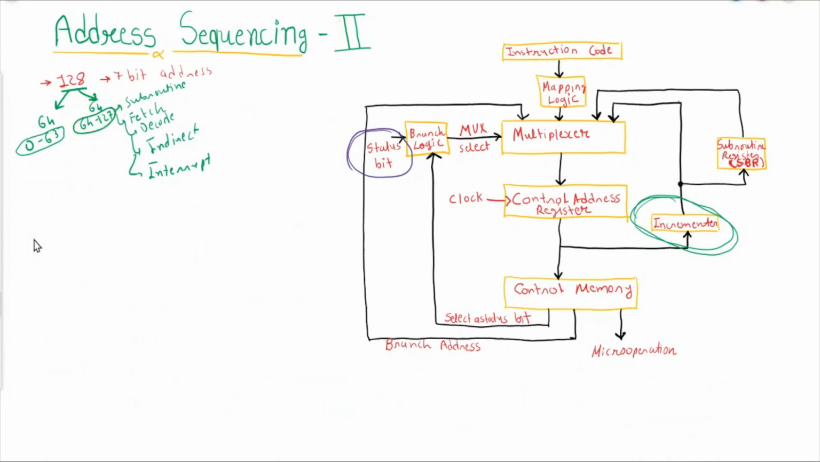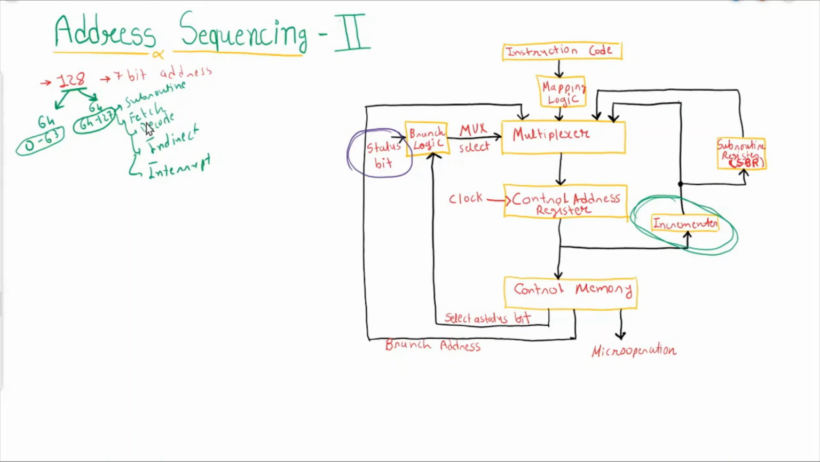Yes. So till now we have discussed what is the first input, that is branch, then incrementer, then mapping logic. Now let us discuss what is subroutine register. So what is the need of subroutine? Subroutine will consist of a code or set of micro instructions that will be common to all the instructions. For example, here we are having subroutine for fetch and decode. So fetch and decode will be part of all the instructions.